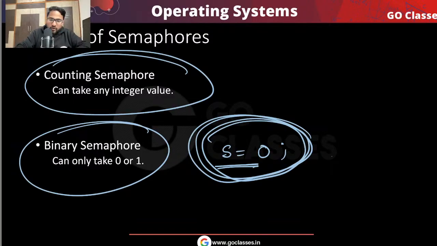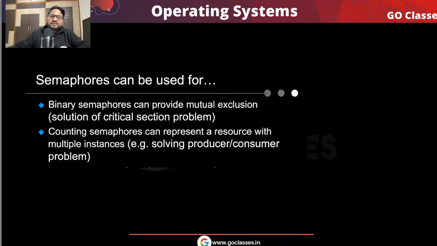Okay. Now let's see how the semaphore can be used. As I told you, a semaphore can be a binary semaphore or a counting semaphore. Now you might be wondering why we need two types of semaphores. Anyone who has already heard about semaphores, do you want to guess why we need two types?